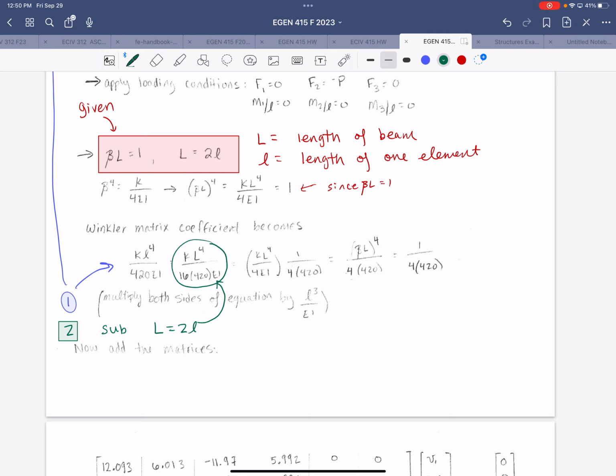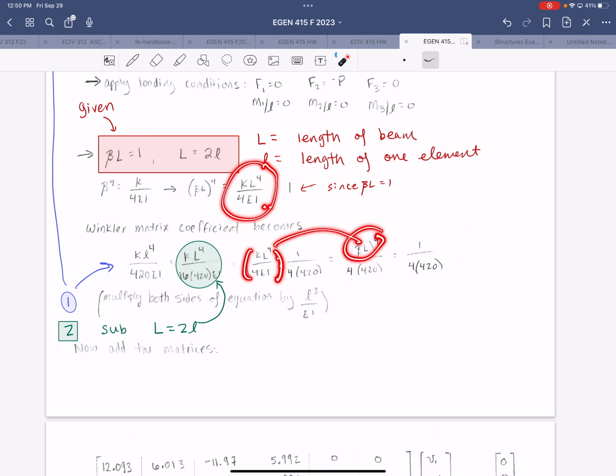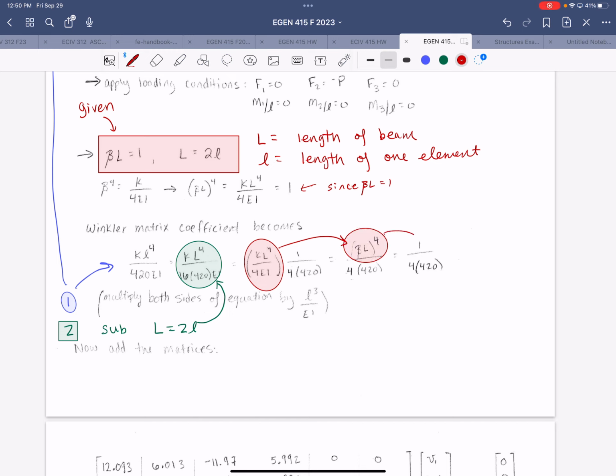Then we can work this through, factor out this term, K capital L to the fourth over 4 EI, and replace it with beta L to the fourth. Replace that with 1, and then we get ourselves to just a number to put in front of that Winkler foundation matrix.